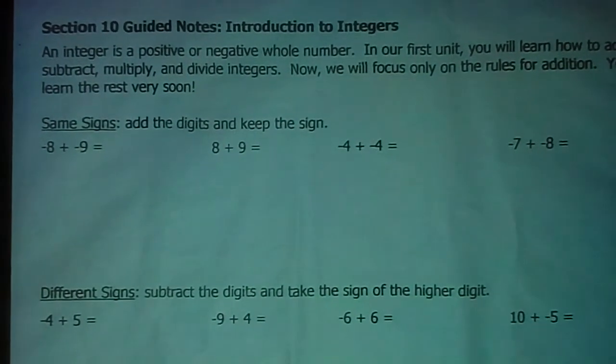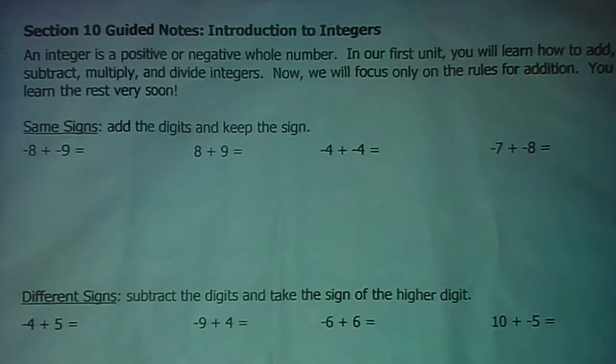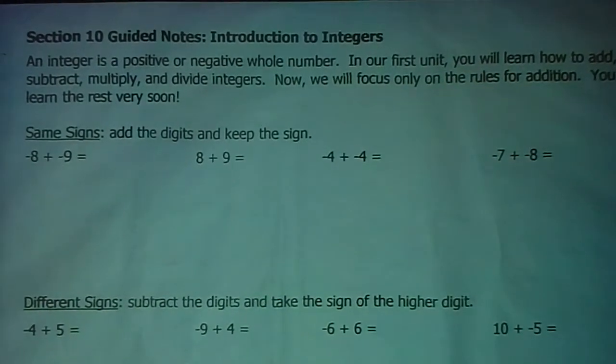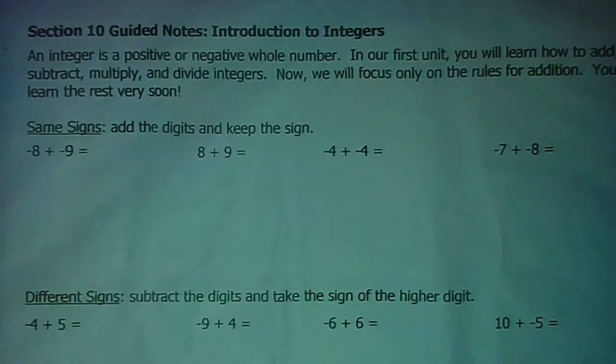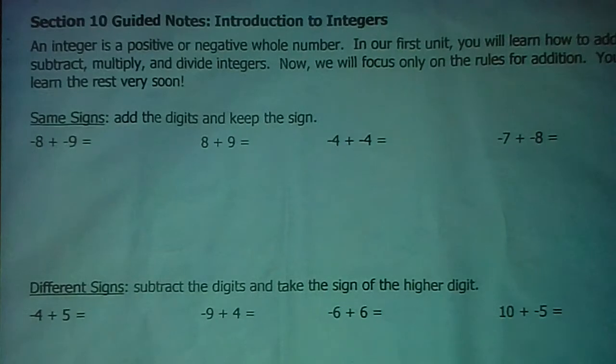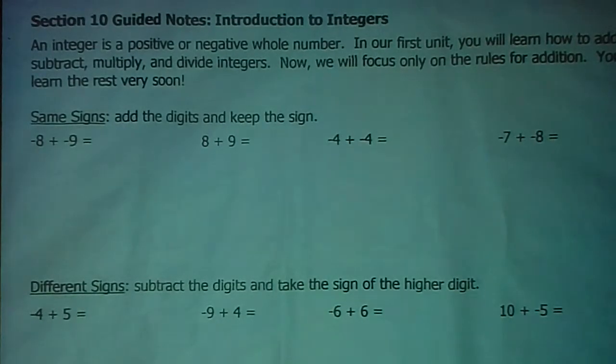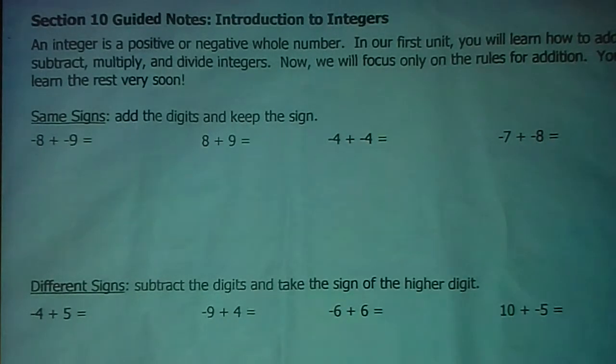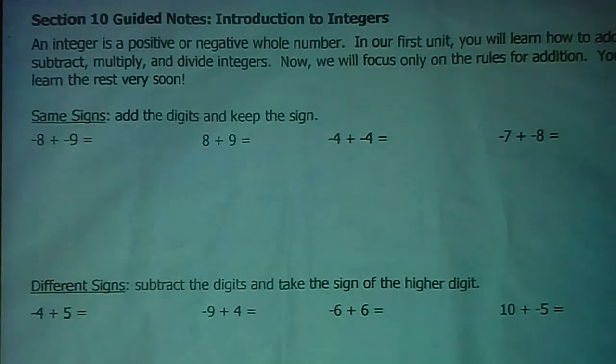You've made it. It's section 10. It's the last section, and it's called Introduction to Integers. This is going to be our first unit in 7th grade, so we wanted to give you guys a little bit of a head start. Technically, an integer is a positive or negative whole number. In our first unit, you'll learn how to add, subtract, multiply, and divide integers. For right now, though, we're just going to focus on the rules for addition. You'll learn the rest very soon.